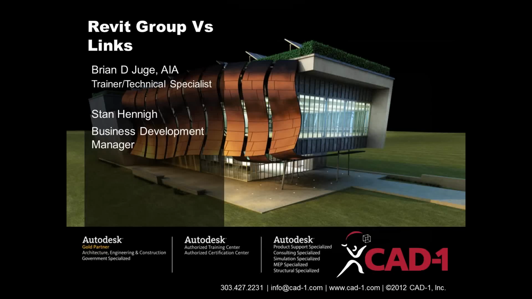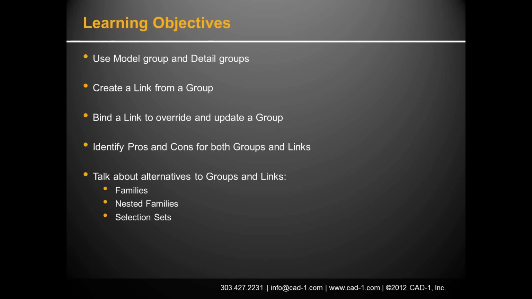Today we're going to be talking about model groups and detail groups, groups and links, and the differences between them. We could spend hours on this, so I'm going to have a bit of a focus, and it's going to be more on a workflow, but I am going to cover a little bit of the differences between groups and links, and when to use the two.